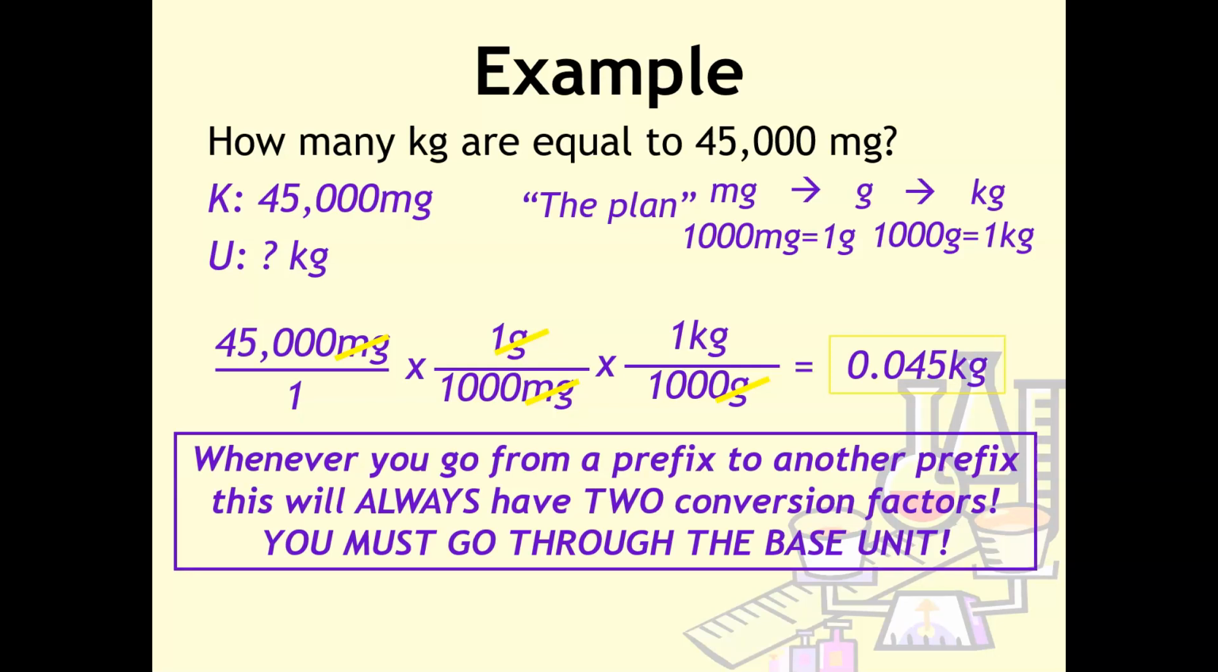But again, to rehash what I just said about prefixes, whenever you're going from a prefix to another prefix, this will always have two conversion factors. You have to go through the base unit, which in this case is grams. So our base units are grams, liters, and meters. And this will only happen whenever you go from one prefix to another.